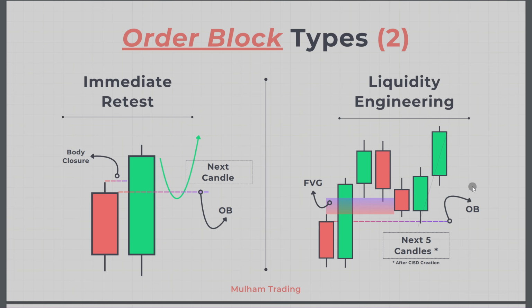Usually, and there is no specific number of candles I want to see price retesting that order block. But most of the time, a rough number would be 5 candles after the CISD creation. So after the change of state delivery, I want to see the retest within 5 candles. You see here, the change of state delivery happened at this candle.